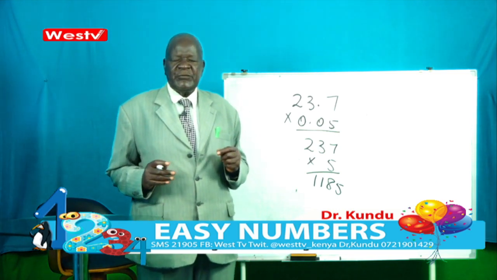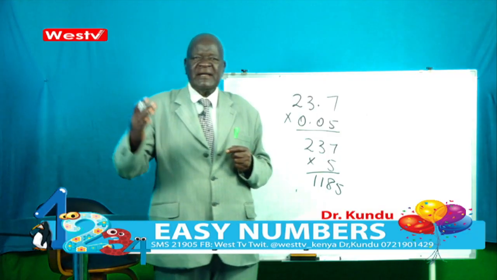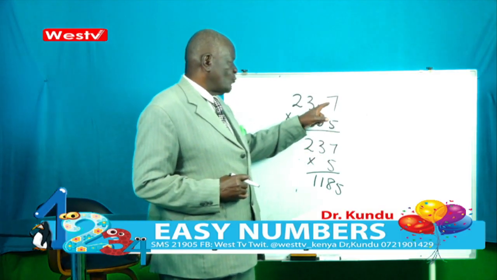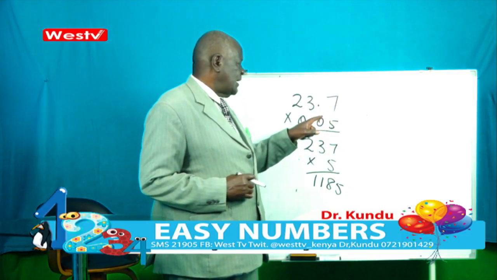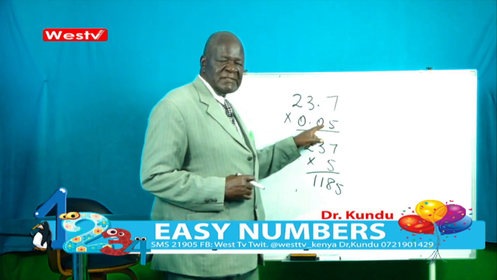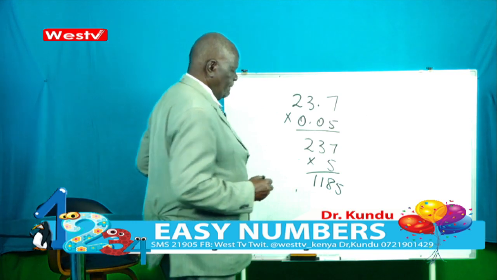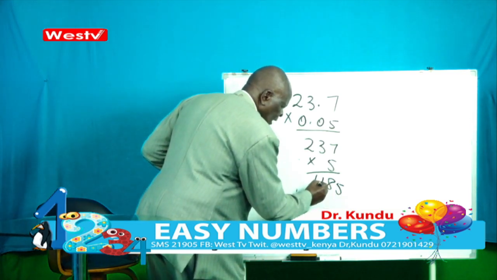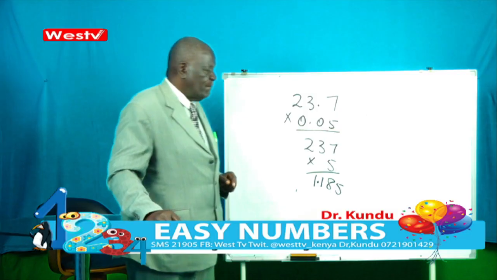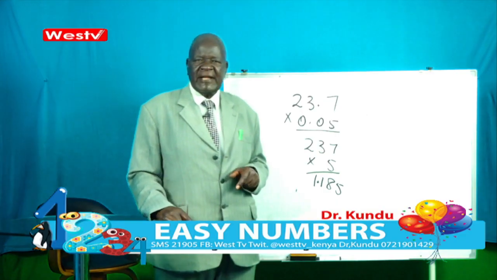When you reach there, you now say, oh, this problem had decimals. You go back and return the decimals that you had set aside. And how many were they? There's 1 in 23.7, and there are 2 in 0.05. Total number of decimal places, 3. Put 3 decimal places in your answer. So 1185 will have a decimal here. And the correct answer of 23.7 multiplied by 0.05 is 1.185.